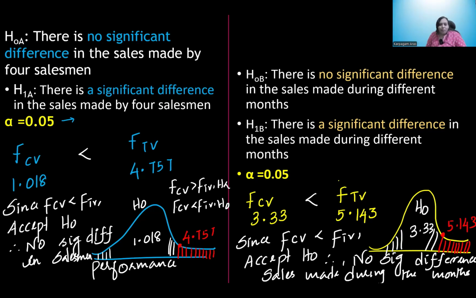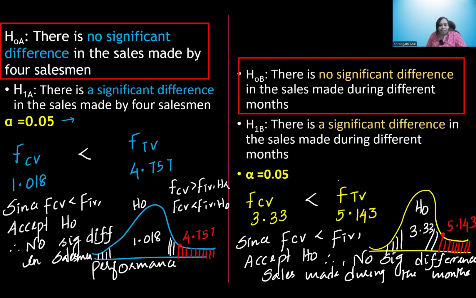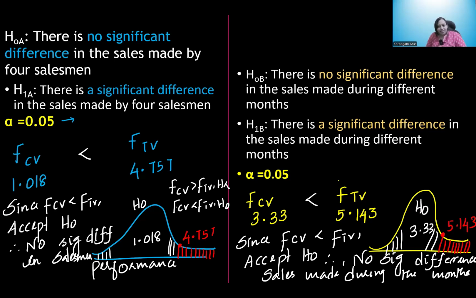So we have shown that there is no significant difference between the performance of the salesmen and the sales made during different months. That's it. We have finished the calculation. It's so easy and simple. The key here is identifying whether it is one test or two tests. When two hypotheses are given, it's a two-way ANOVA.